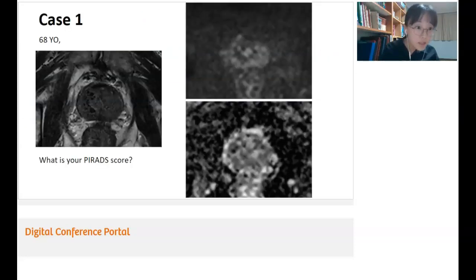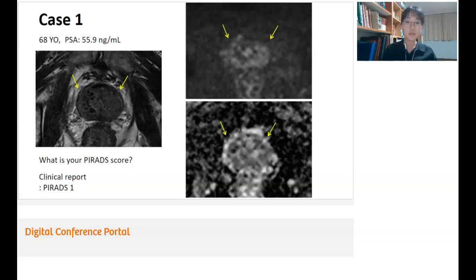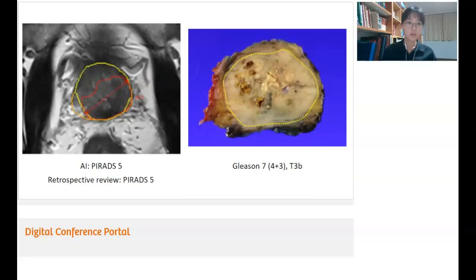In this case, what is your PI-RADS score? PI-RADS score in the clinical report was 1. The patient's PSA level was very high, and the entire prostate gland was replaced by prostate cancer. AI could detect the lesion, and the PI-RADS score was 5.